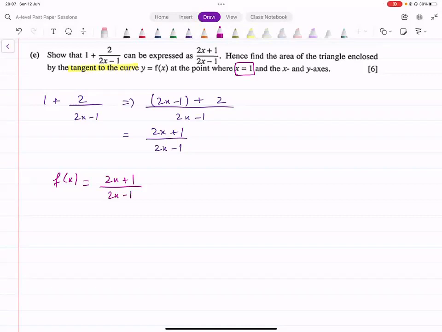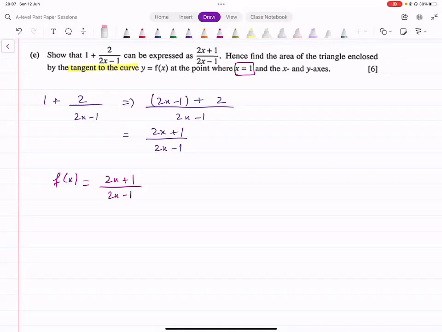How do you find the gradient? For the gradient of the curve at any point, you have to find the derivative of the curve, right? So we've got this curve, and we need to differentiate it first. It's a fraction, 2x plus 1 divided by 2x minus 1. And in paper 1, we don't really know how to differentiate fractions. If you've done paper 3 already, you could use the quotient rule. But if you do not know the P3 differentiation concepts yet, you don't really know how to differentiate quotients.